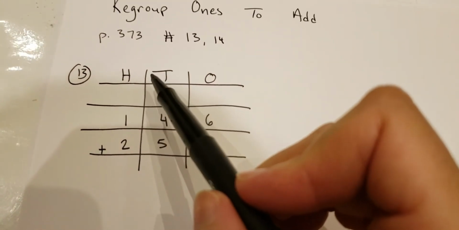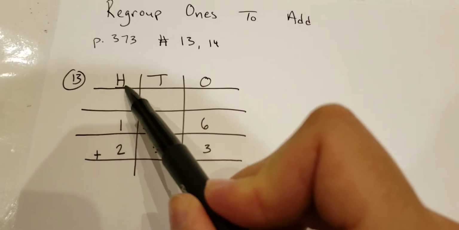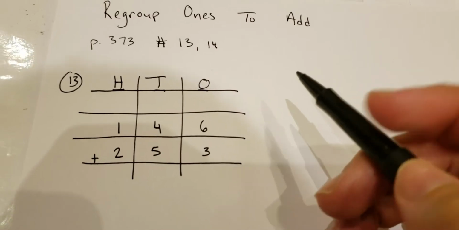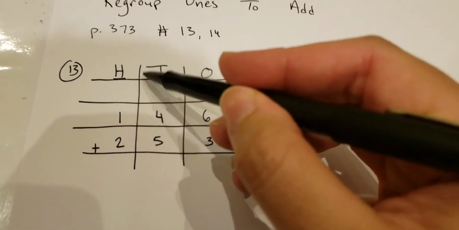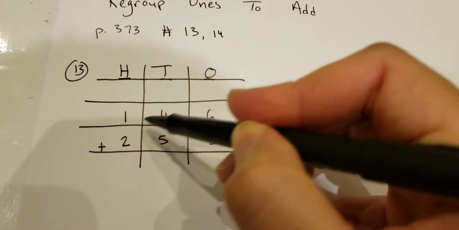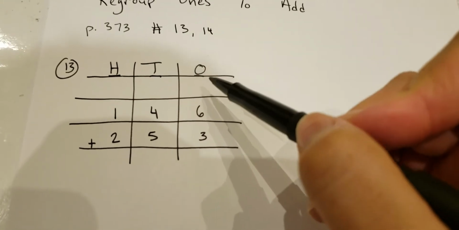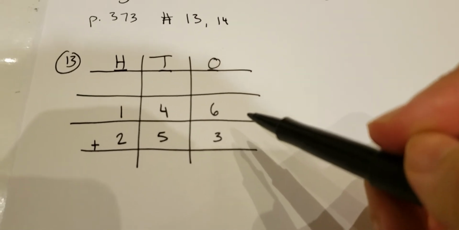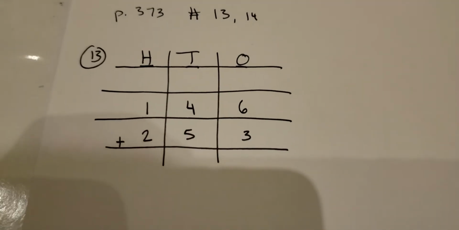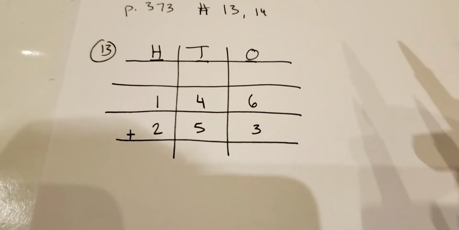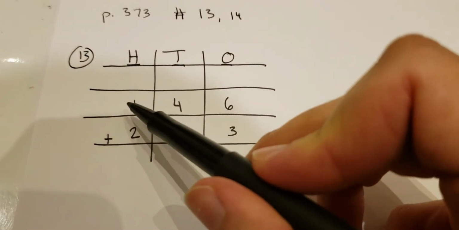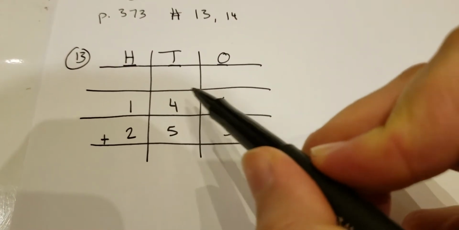As a reminder, we have H is for the hundreds, T is for the tens, and O is for the ones, okay? And I made a chart like this because we will need to regroup into our tens place. So what we want to do, just like when we add two-digit numbers together, we need to draw our picture. We're going to draw the picture for the top number.